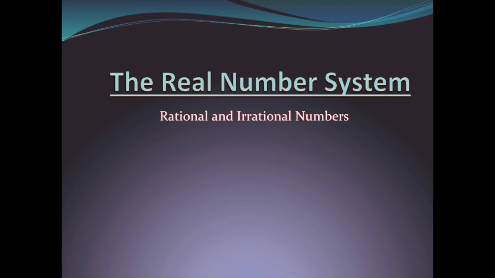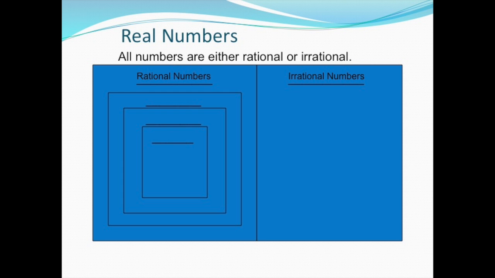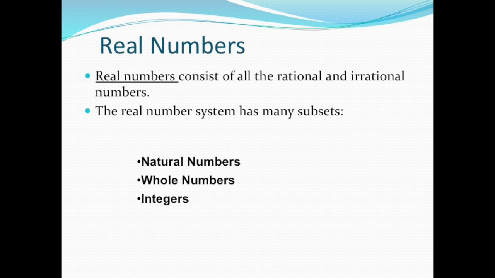The real number system, rational and irrational numbers. Real numbers: all numbers are either rational or irrational. So we only have two types of numbers, rational and irrational numbers. Make sure you write these in your words worth knowing. Real numbers consist of all the rational and irrational numbers.